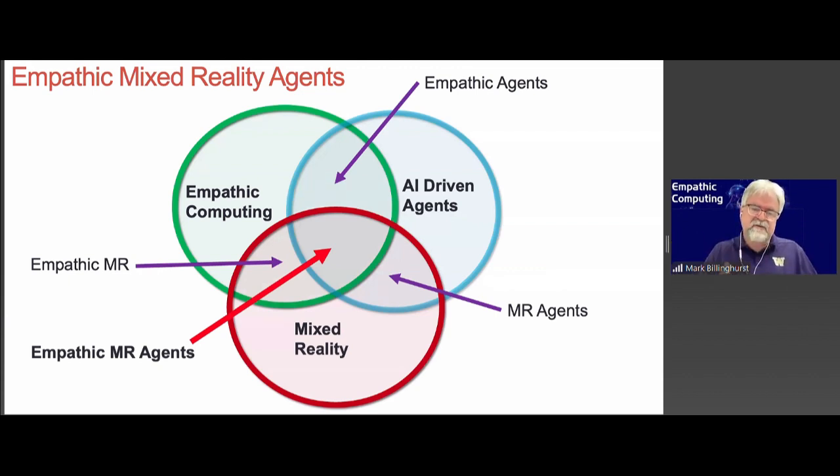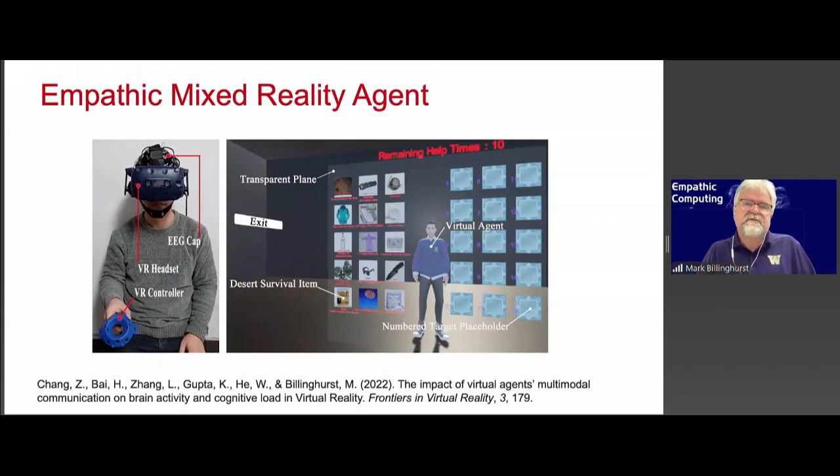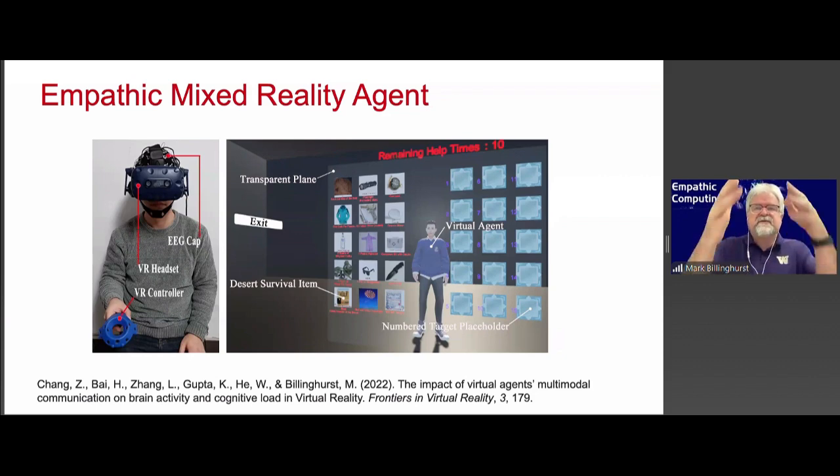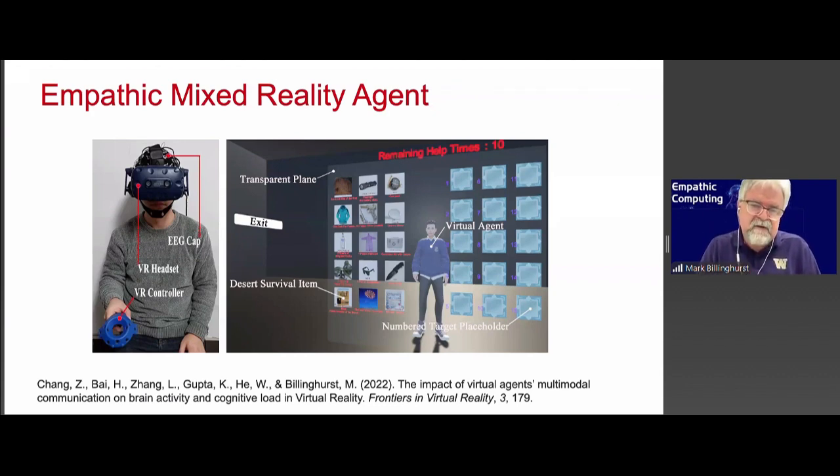So if you're feeling stressed or overloaded when you're doing a task, the agent will change the feedback it gives to you. One example of that: we built an empathic mixed reality agent that helped people perform a desert survival task. You can see the virtual character standing in the middle, and it was supposed to help people pick objects that would be helpful for virtual survival in the desert. The person in this case wore an EEG cap, and the agent could measure the person's brain activity and then adjust its behavior depending on how the person was finding the task. If the person was finding the task very hard, the agent would provide more help. If the person was finding the task very easy, the agent provided less help.